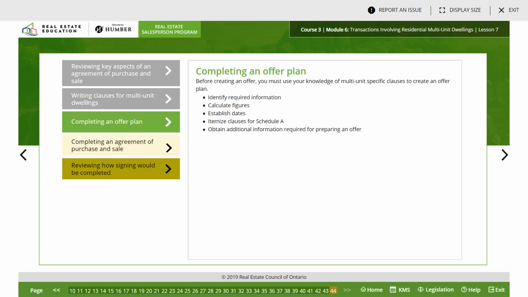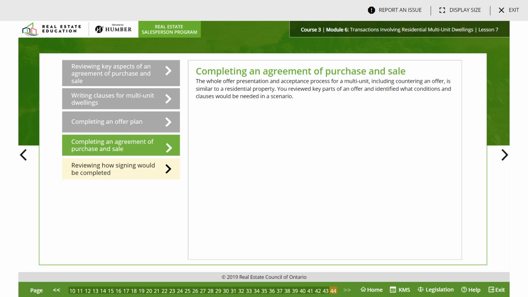And then completing an offer. Before creating an offer, you must use your knowledge of multi-unit specific clauses to create an offer plan: identify required information, calculate figures, establish dates, itemize clauses for Schedule A, and obtain additional information required for preparing an offer.